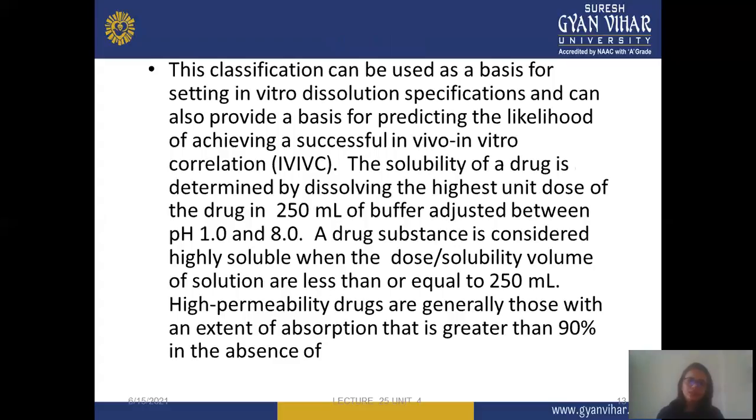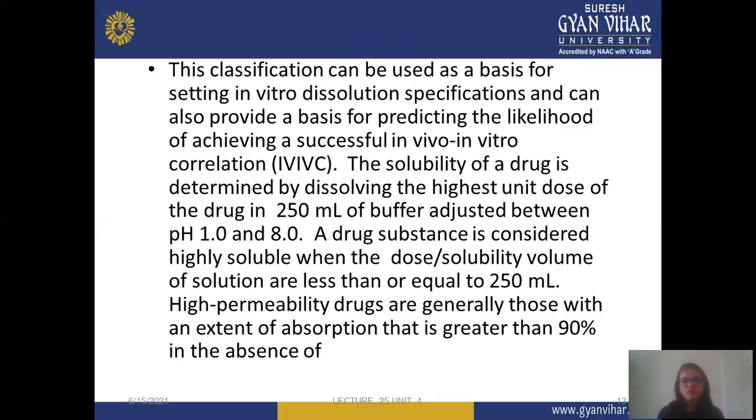This classification can be used as a basis for setting dissolution specifications, and can also provide a basis for predicting the likelihood of achieving a successful in vitro and in vivo correlation. Means this biopharmaceutical classification is also used for IVIVC, or for achieving good IVIVC correlation, and with the help of this BCS classification you can also correlate this IVIVC correlation.